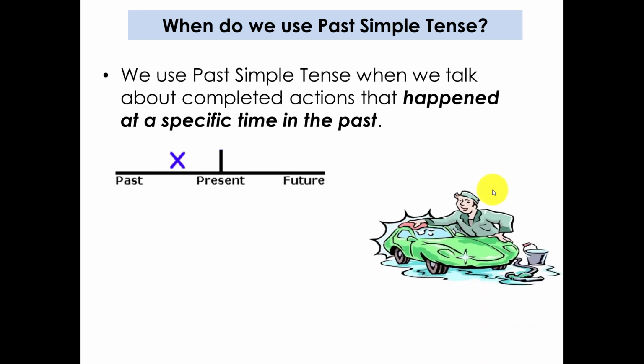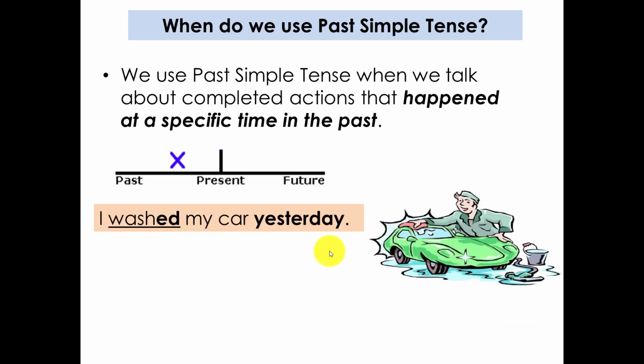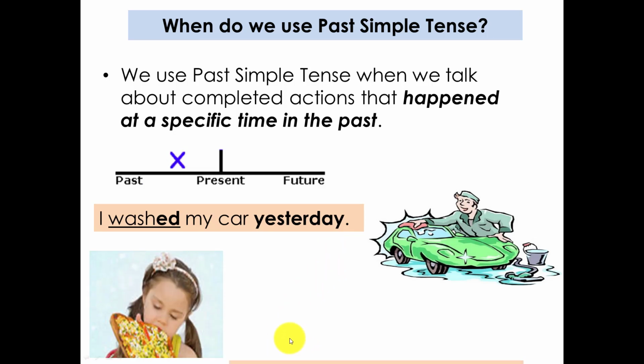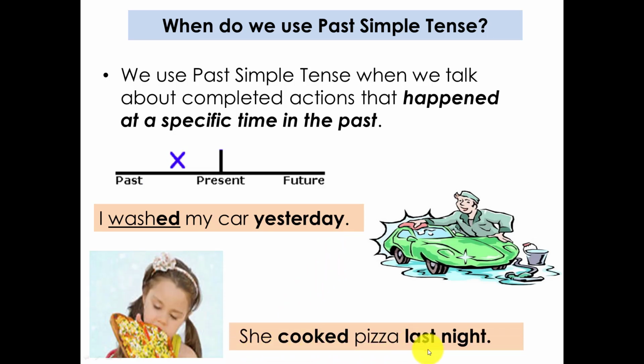Like in these two examples. I washed my car yesterday. Next, she cooked pizza last night. So, for the first activity, when did I wash my car? Great, yesterday. When did she cook pizza? She cooked it last night. This is past simple. It answers the time the action happened exactly, right? We will see other time expressions later.